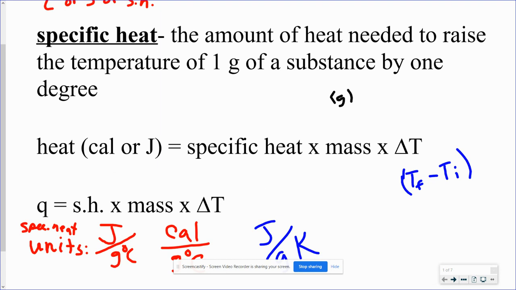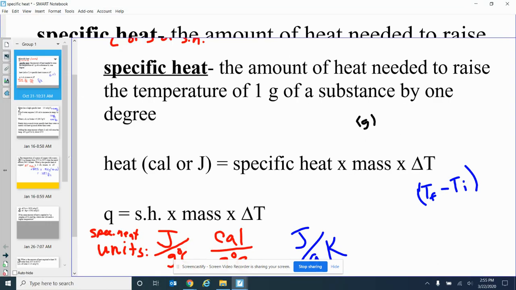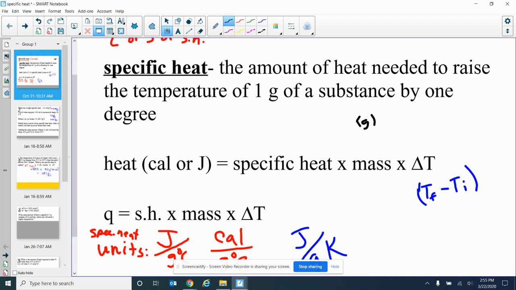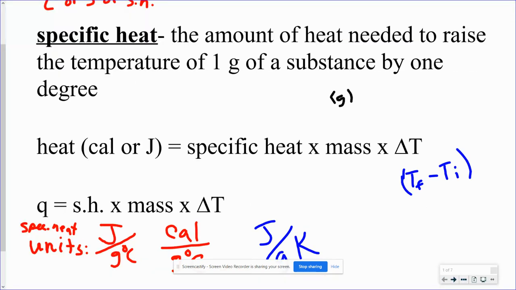In some books, specific heat is given just SH. Some books, it is given the symbol C. Let me grab my marker. Sorry. And some books, it is referred to as S. But all of those are the same thing. Okay, so specific heat. Q, again, is heat, calories or joules. Specific heat, SH or C or S.